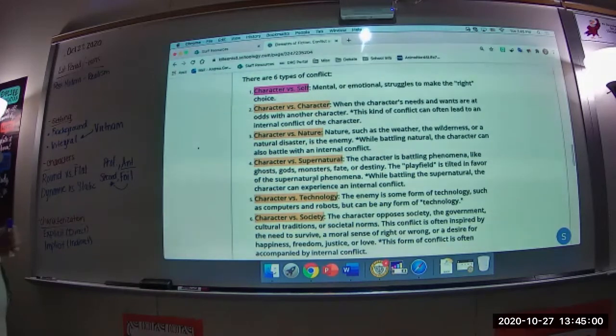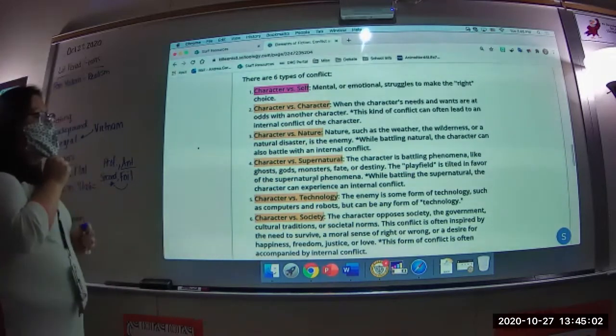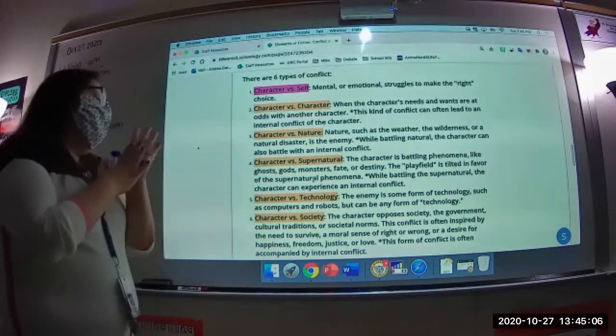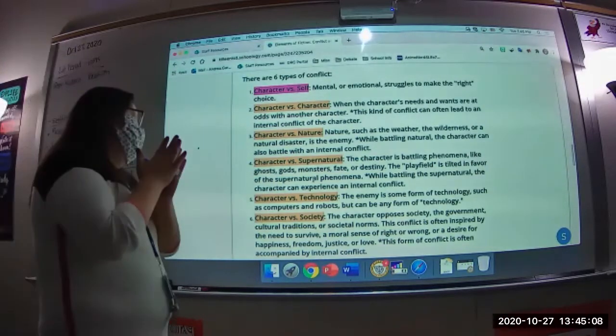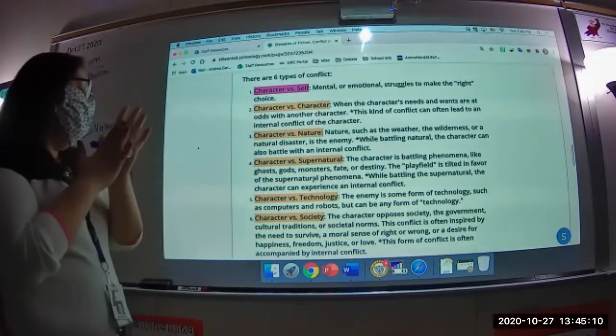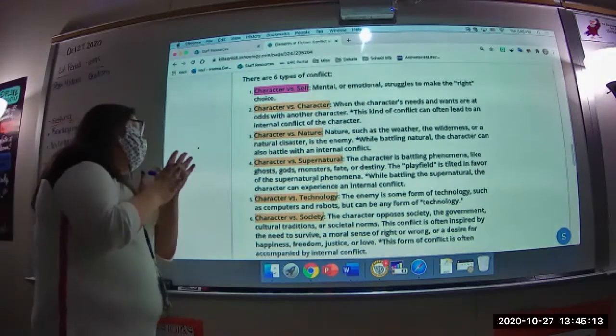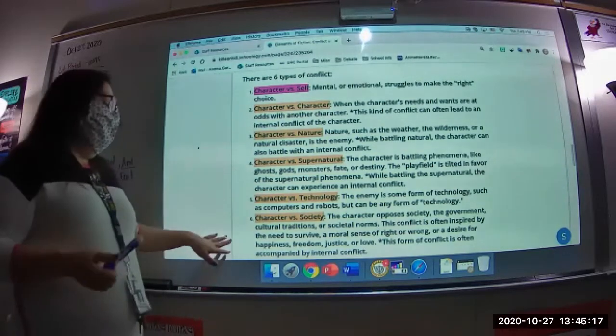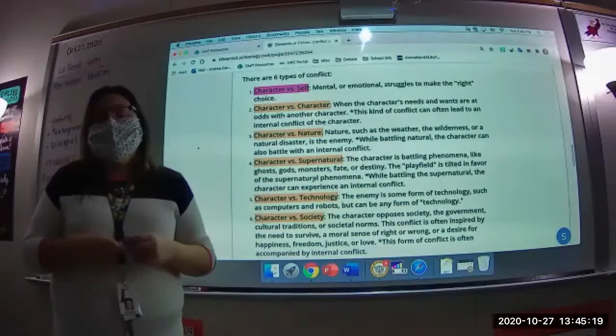And then finally, character versus society. The character opposes society, the government, cultural traditions, and societal norms. This conflict is often inspired by the need to survive, a moral sense of right or wrong, or a desire for happiness, freedom, justice, and love. Again, this tends to also breed internal conflict.